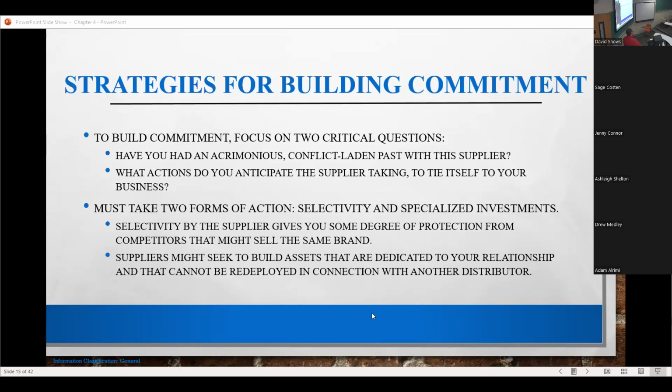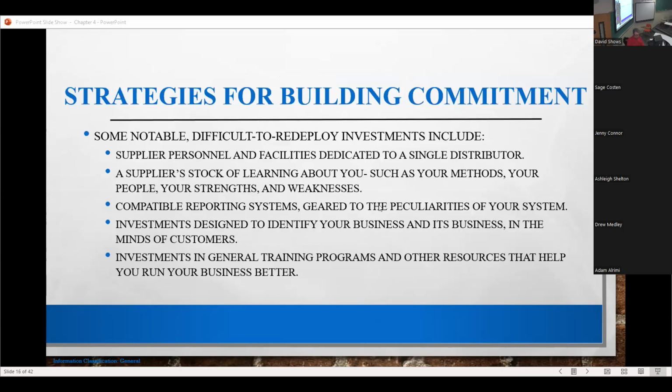It's these unique, non-deployable kinds of investments that are strategies for building commitment, because you know they're only going to be used in one location. So, what are some of these difficult to redeploy ones, other than the ones I said? As I said, personnel and facilities dedicated to a single distributor. And so you can even have specialized individuals in your organization that only focus on those particular products.